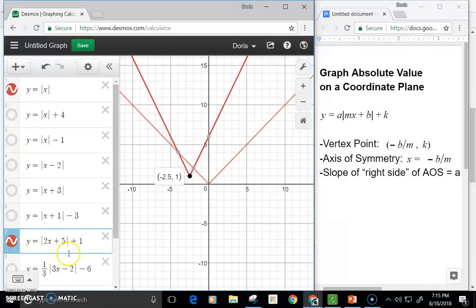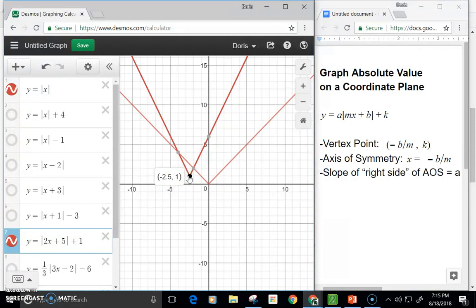So let me say that again. Although this got pushed up 1 as expected, because we have a coefficient that is not 1, what we have to do is say, you know what, this is going to be set equal to 0 and then solved for x. So if I set 2x plus 5 equal to 0, I'll get negative 5 halves, and negative 5 halves is actually negative 2.5. So that's how we technically find our vertex point for our graph.